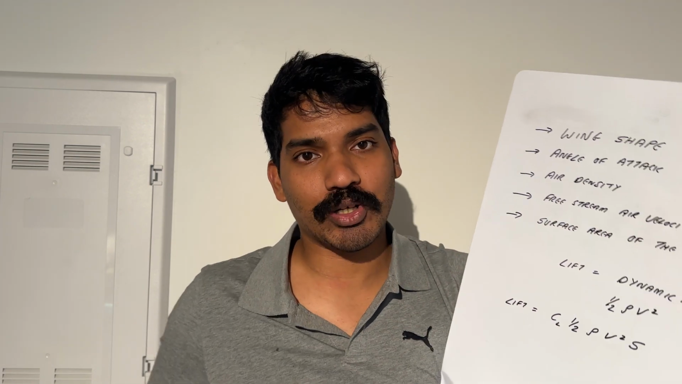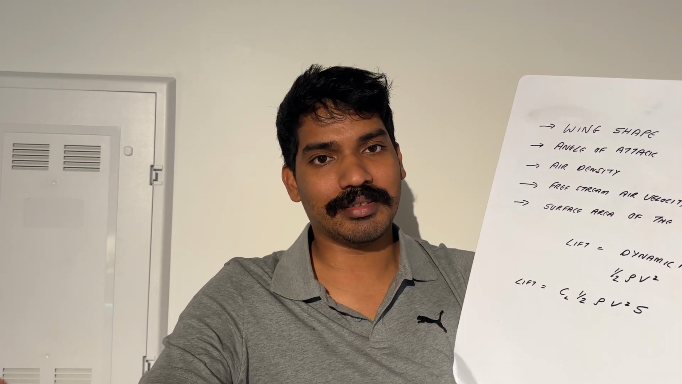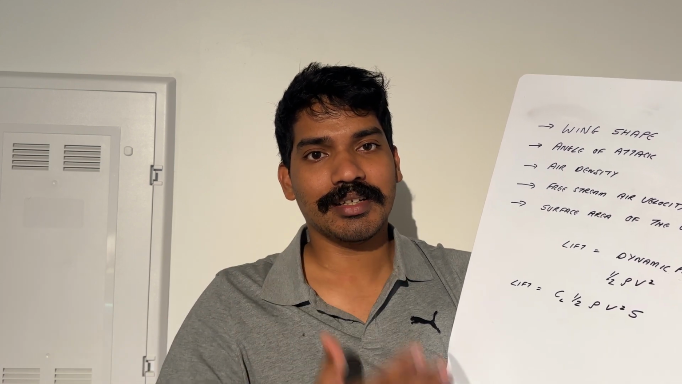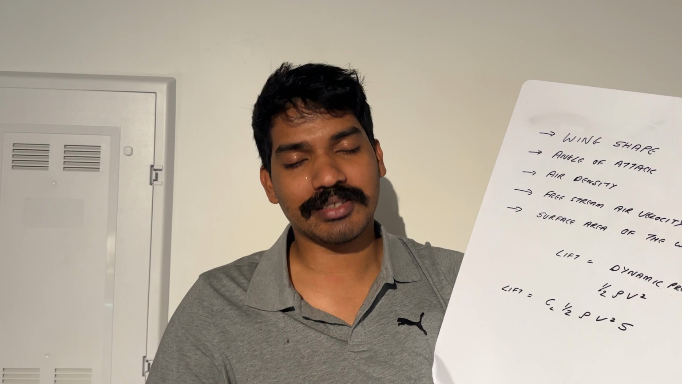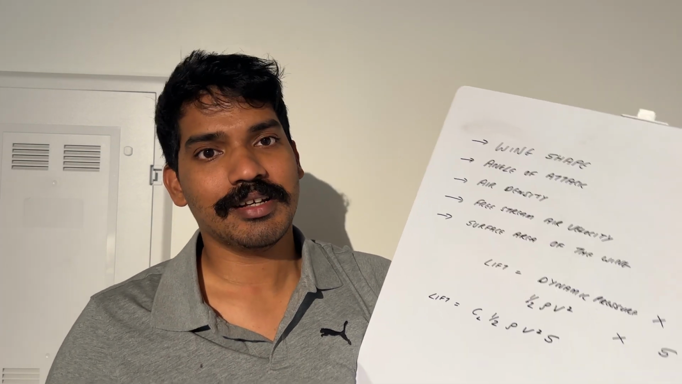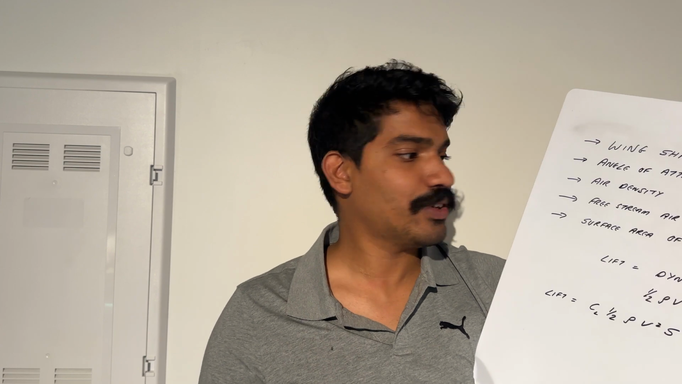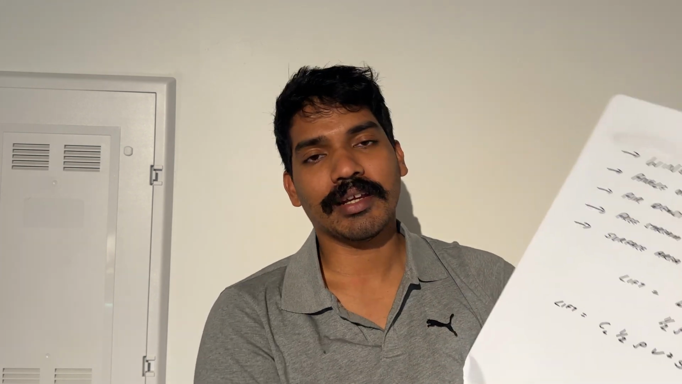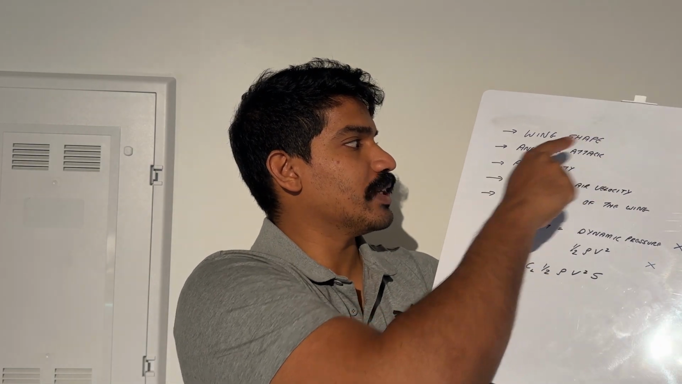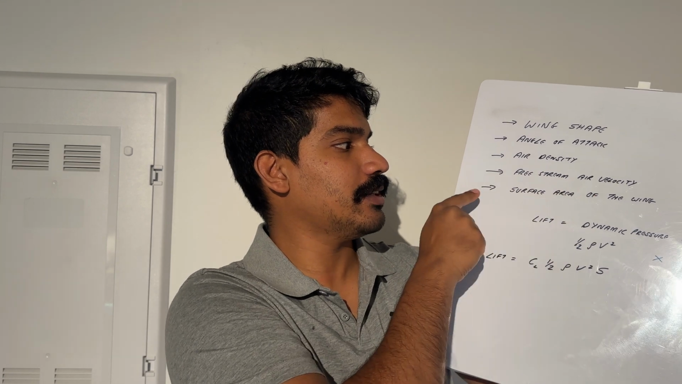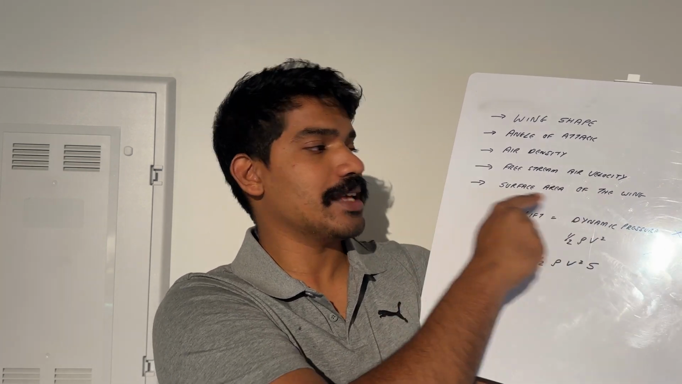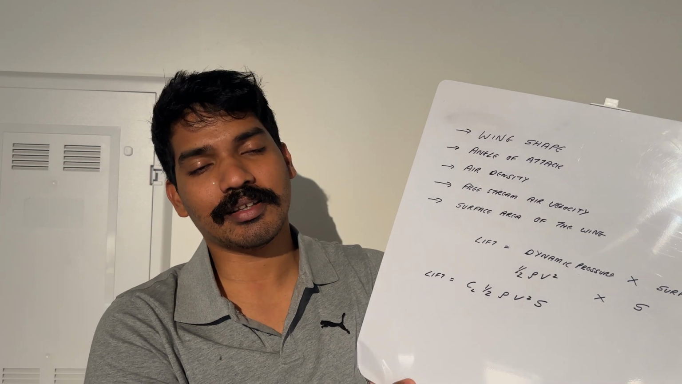The free stream air velocity. So as the air keeps moving over the wings, then only there is a chance of creation of lift. We have already seen this. Streamline flow coming in creates lift. Surface area of the wing. Again, the surface area has always been an important factor along with the wing shape, right? So again, a quick review: wing shape, angle of attack, air density, free stream air velocity, and surface area of the wing. These are the factors that create lift.